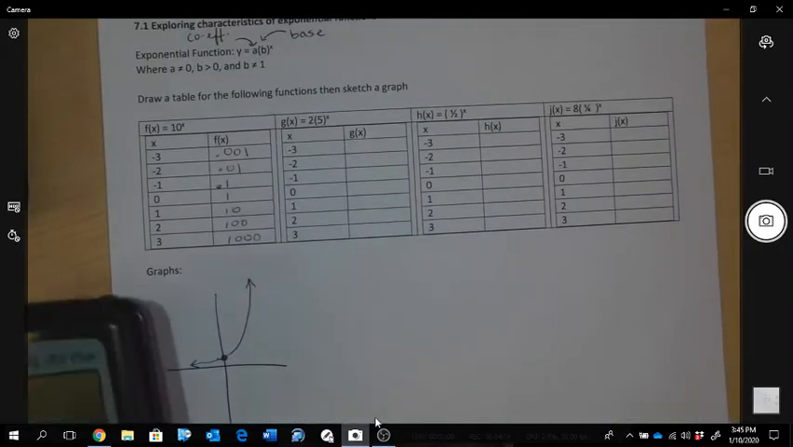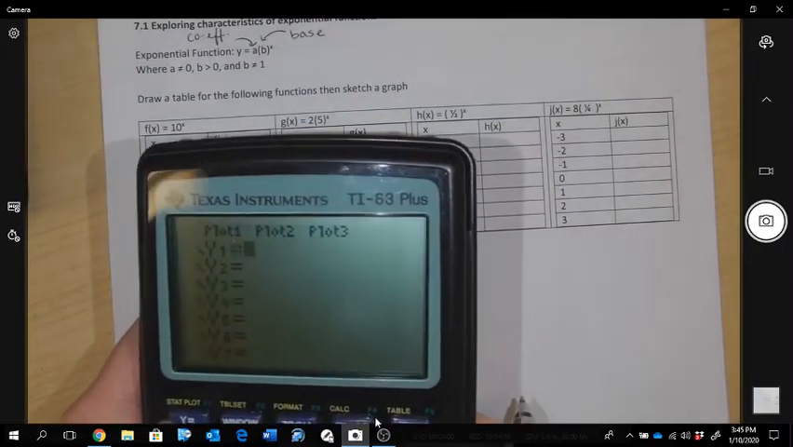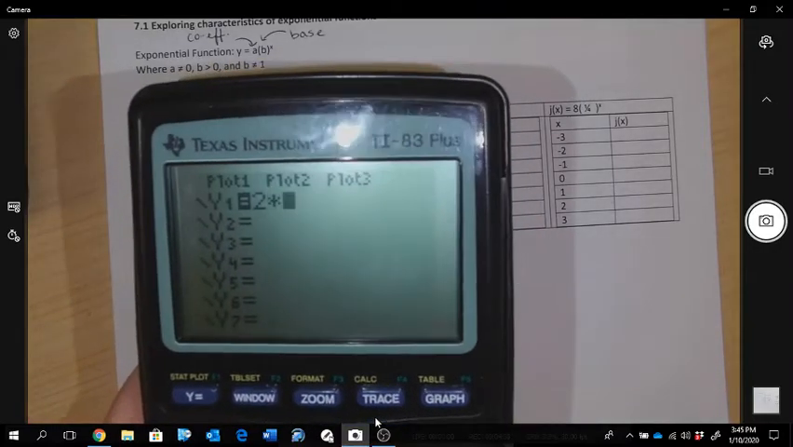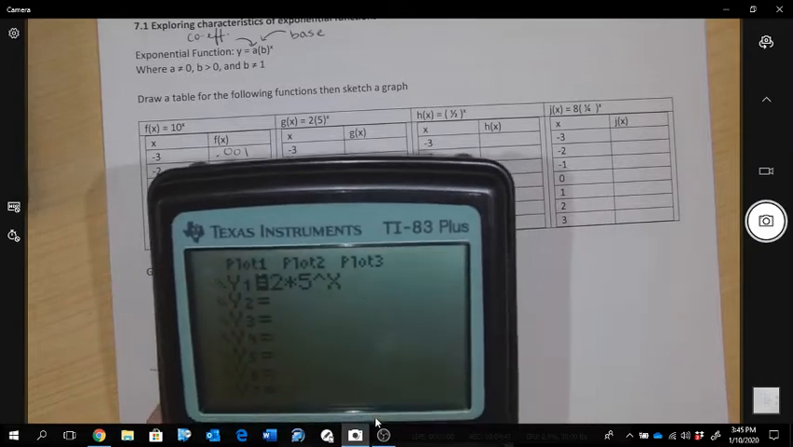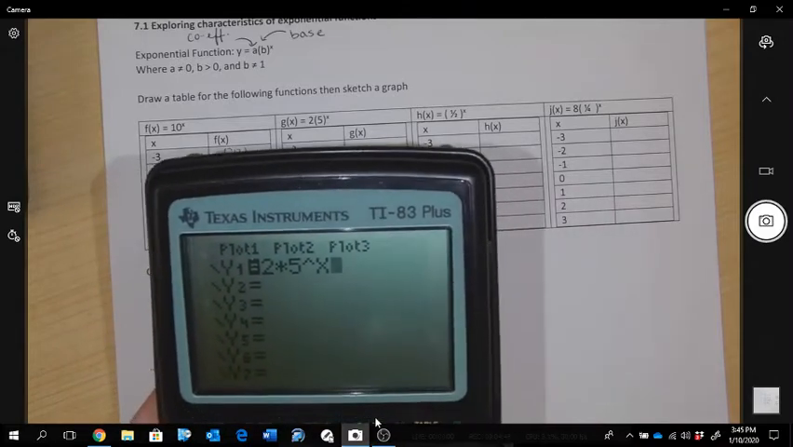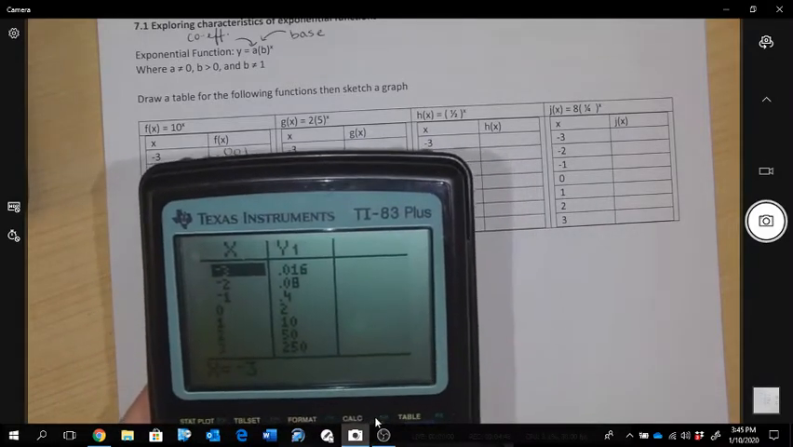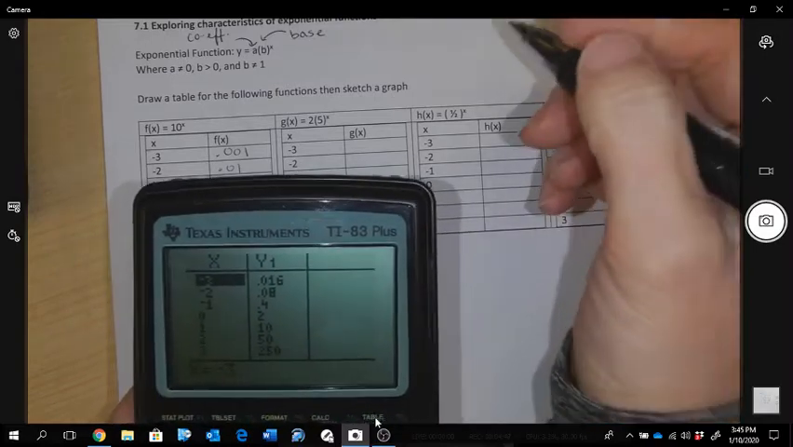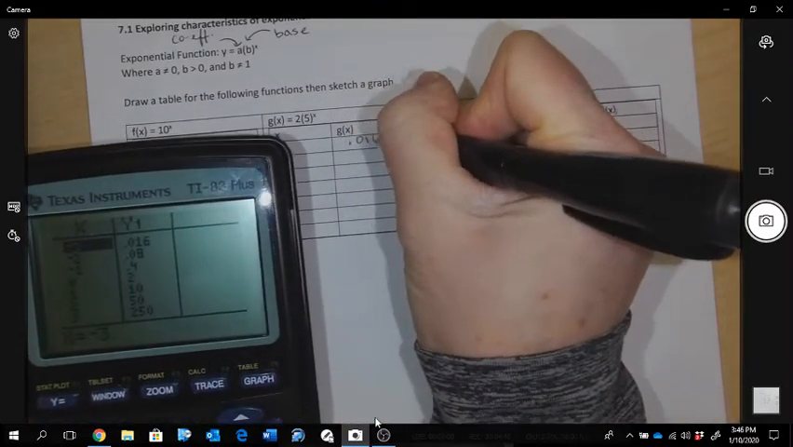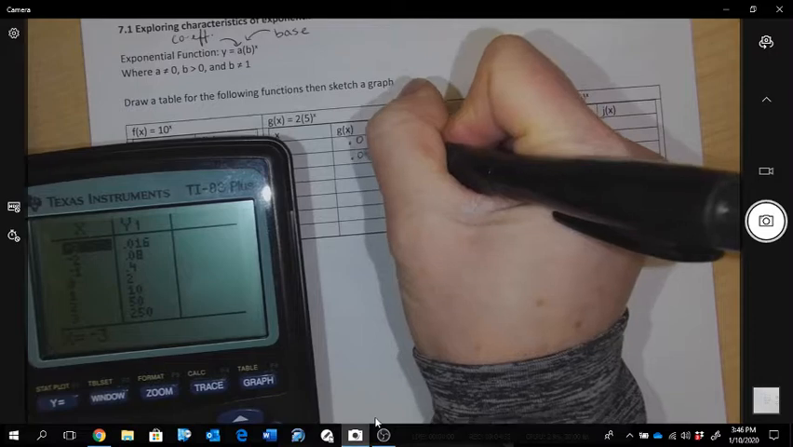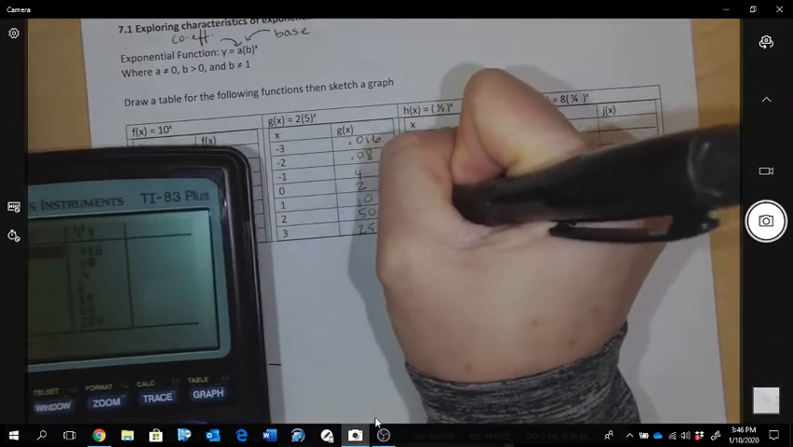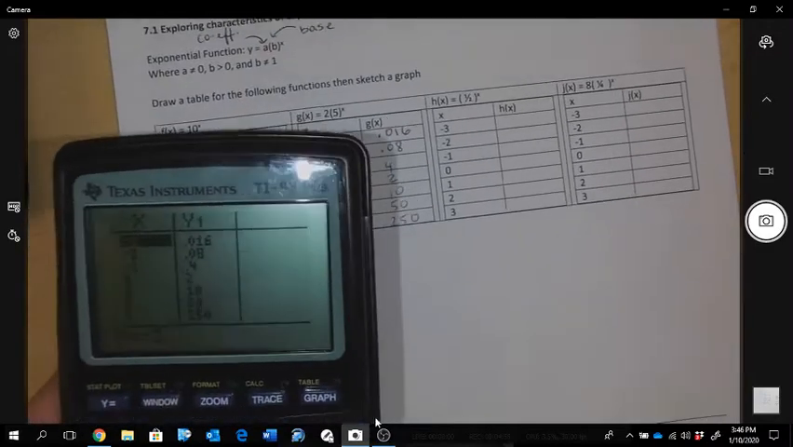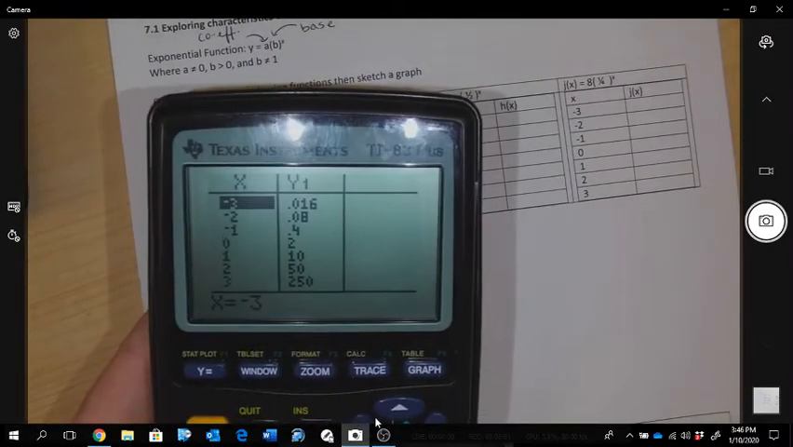Okay, next one. So now this time we have a coefficient: 2 times 5 to the x. Let's check out our table first. At -3 we're at 0.016, 0.08, 0.4, 2, 10, 50, 250. Okay, so that's in my table.